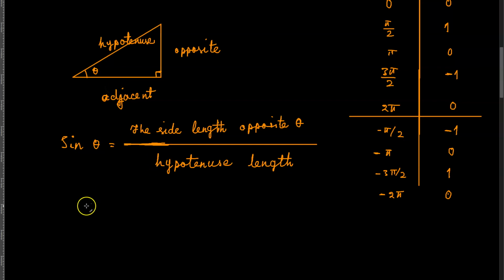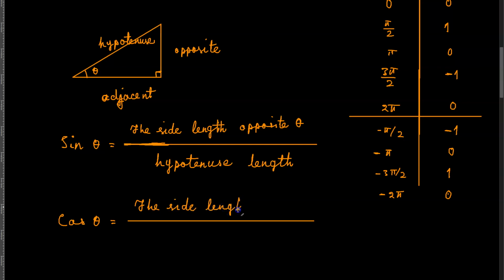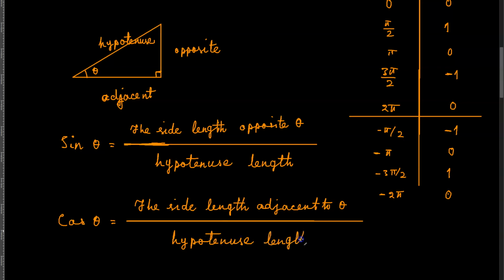you have cos of theta, which is basically the side length adjacent to theta, which is this side length here. You have the side length adjacent to theta, and then in the denominator again you have the same thing, the hypotenuse length, right? So it works this way.